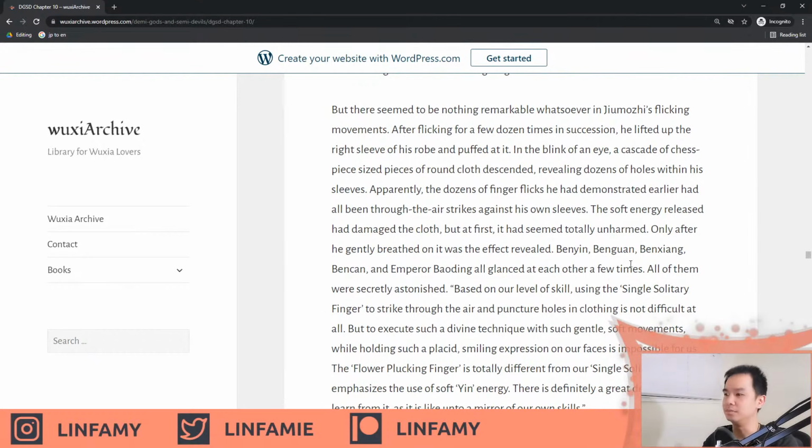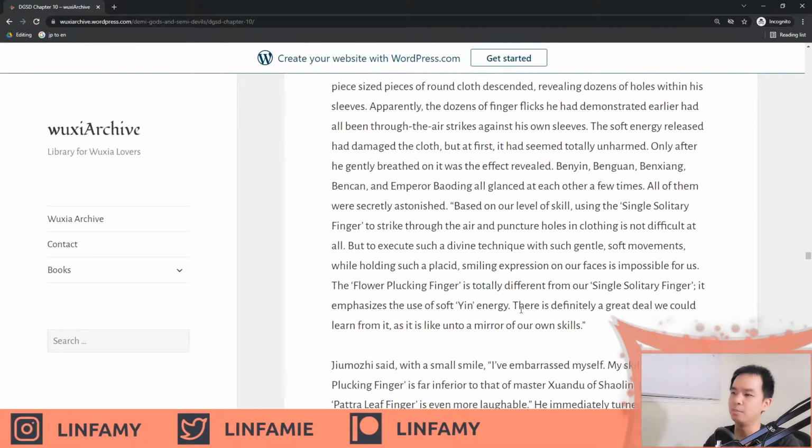Bun Yin, Bun Guan, Bun Xiang, Bun Kan, Bun Tan, and Emperor Baoding all glanced at each other a few times. All of them were secretly astonished. Based on our level of skill, using the Yi-Yang finger to strike through the air and puncture holes in clothing is not difficult at all. But to execute such a divine technique with such gentle, soft movements, while holding such a placid, smiling expression on our faces, is impossible for us.